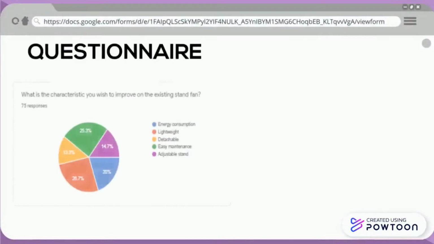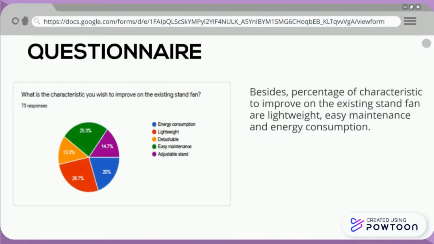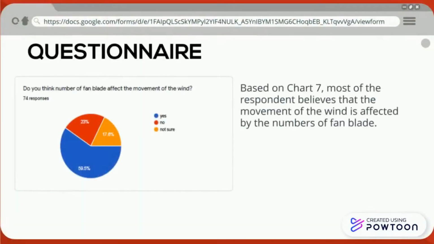In the next questionnaire, what characteristic do you wish to improve on the existing stand fan? Okay, as you can see in the pie chart, the characteristics to improve on the existing stand fan are lightweight, easy maintenance, and energy consumption. As for the next questionnaire, do you think the number of fan blades affects the movement of the wind? So 75 of them responded that, based on chart 7, most of the respondents believe that the movement of the wind is affected by the number of fan blades.